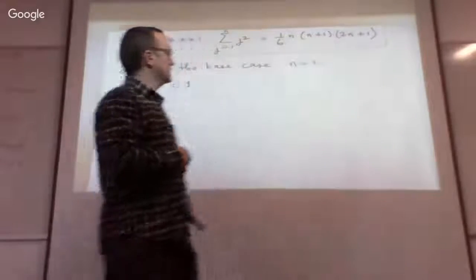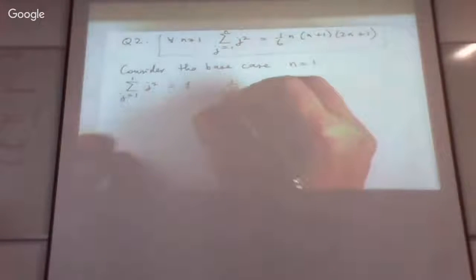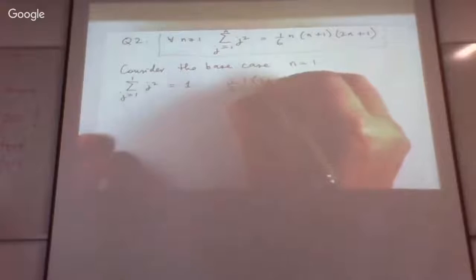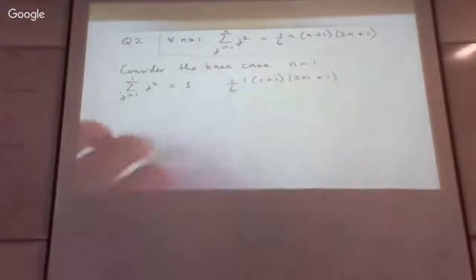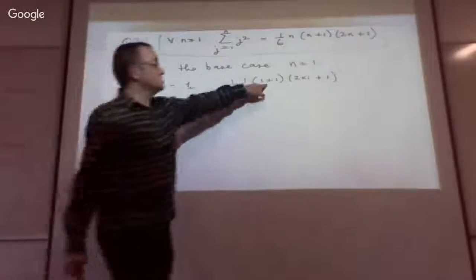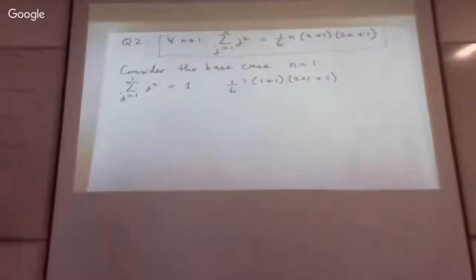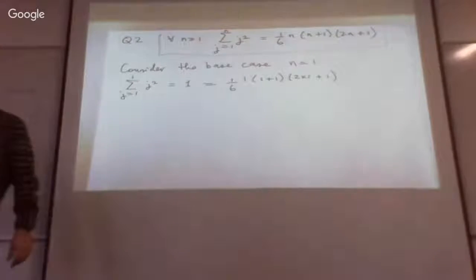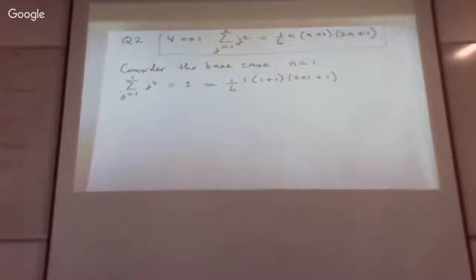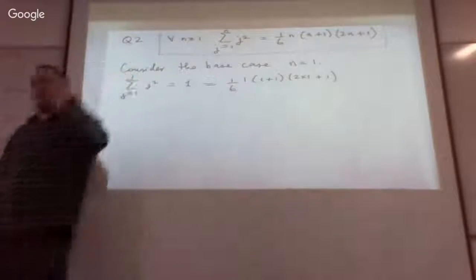And let's have a look at this formula here: 1/6 of 1 times 1 plus 1 times 2 times 1 plus 1. So it's 2 times 3 is 6, divided by 6. Clearly, it's just simple arithmetic that shows this statement is true. So it is indeed true for n equals 1. It's a valid formula. It makes sense for n equals 1.